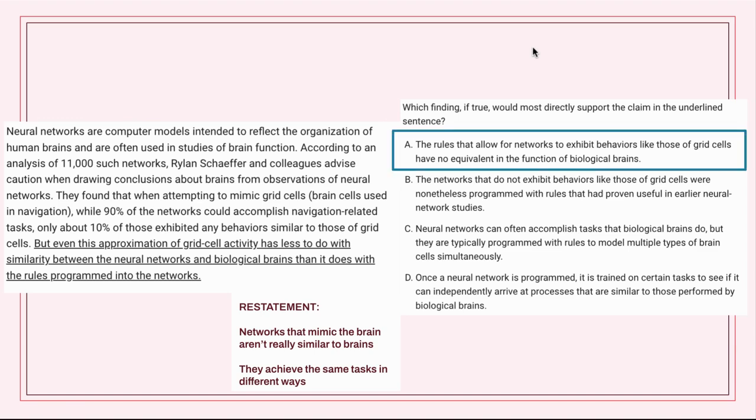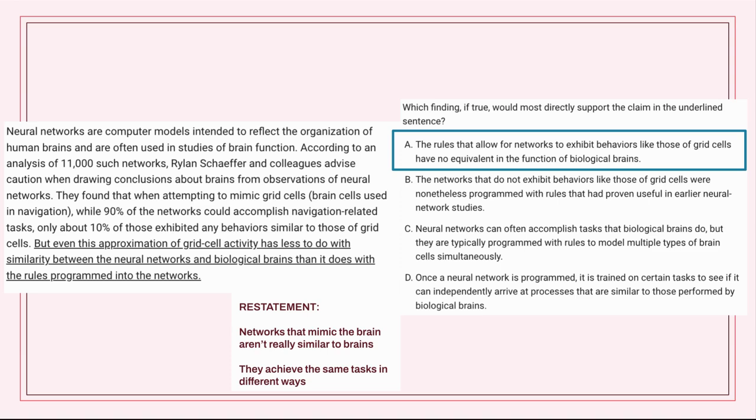Okay, so I think A does that the most clearly. The rules that allow for networks to exhibit behaviors like those of grid cells have no equivalent in the function of biological brains. It's pretty much what we're saying, right? So even though these rules can allow the networks to behave like grid cells, they don't actually have an equivalent in the brain. So they're similar but very different. They do the same thing, but they don't have the same rules. So they're very different from each other. Okay? Let's see why the other ones are wrong.